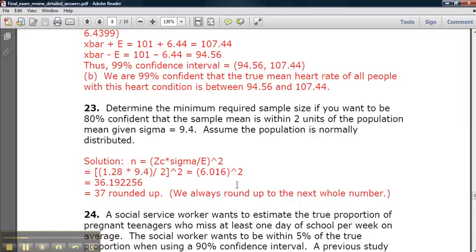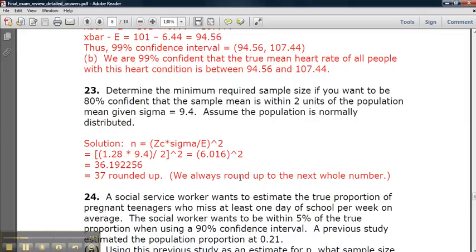The next problem is your sample size determination. This one you have to use the formula. So here's the solution. I really didn't have a lot to say about this one, but really just plug it in. Here is something that may be a challenge.